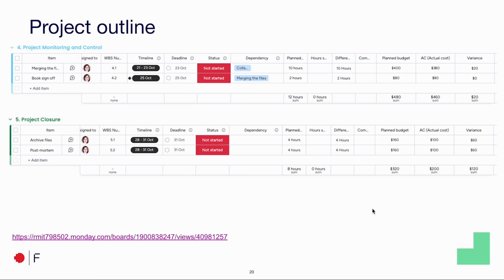Next will come project monitoring and control, which will mean merging the files and signing off the book, and the project closure with archiving and postmortem.